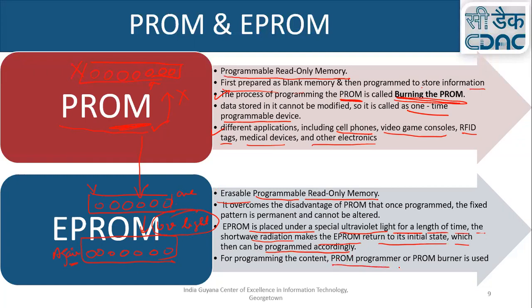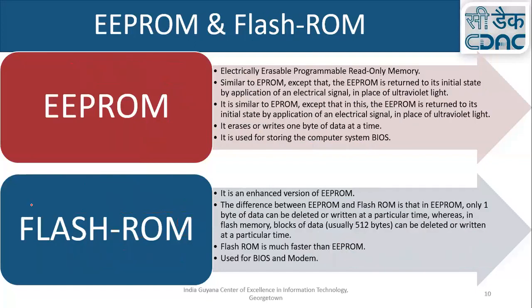To write something in the PROM, a PROM burner is used. This is a special kind of device that can erase things and then you can write. But you need UV light, and this is a problem for a normal programmer.